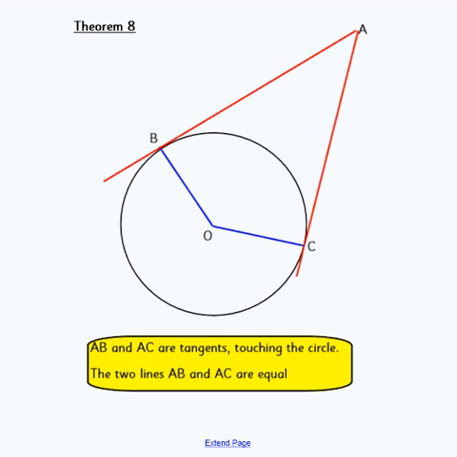Theorem 8. AB and AC are tangents touching the circle. The 2 lines AB and AC are equal. I've seen it quite a few times.